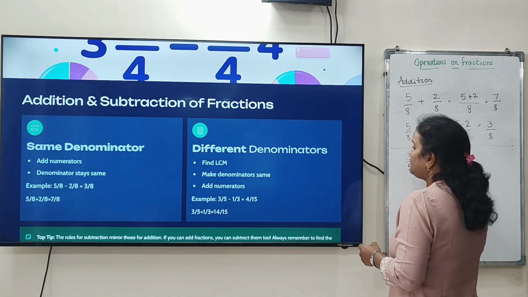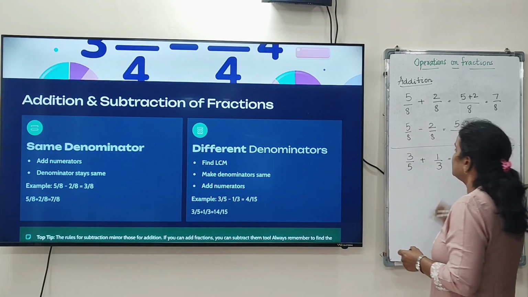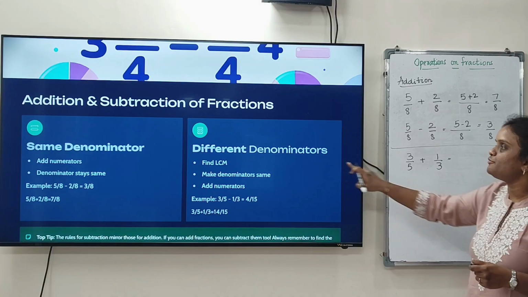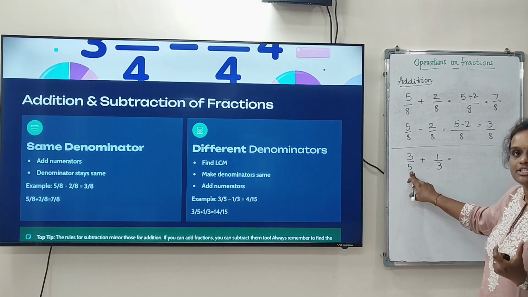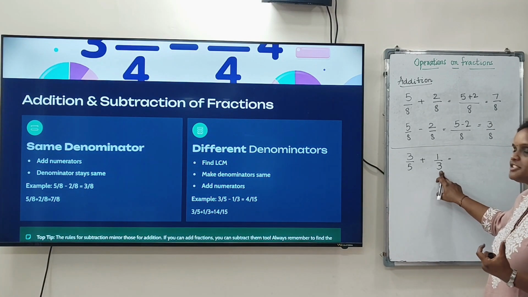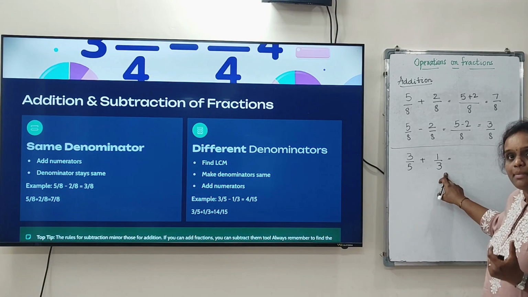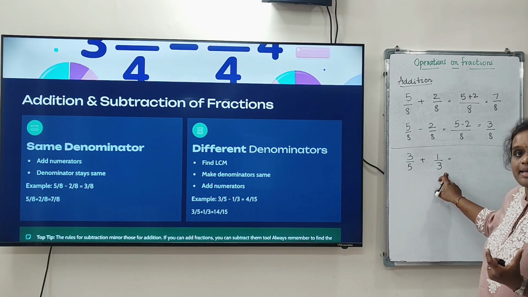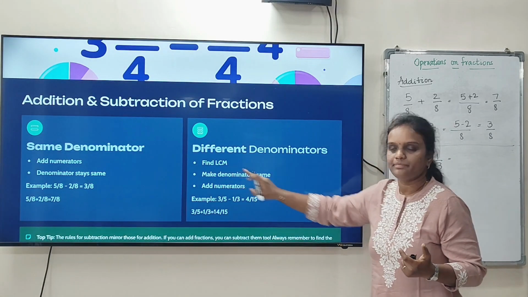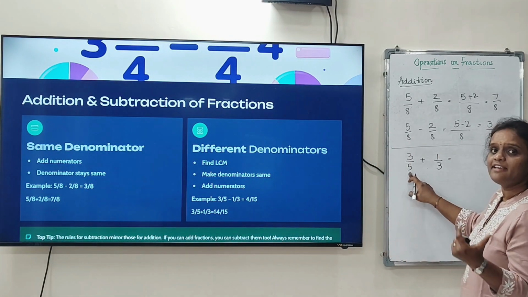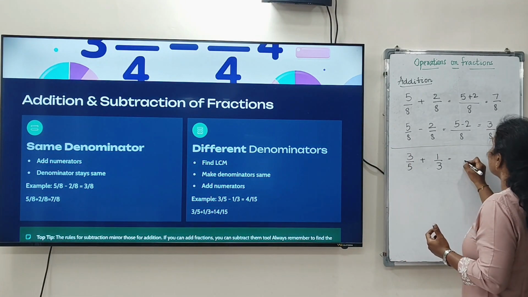3 by 5 plus 1 by 3. Now this is the case of different denominators because the first fraction's denominator is 5 and the second fraction's denominator is 3. So you have to make the denominator same. How do I do it? What is my first step? Finding the LCM. What is the LCM of 5 and 3?